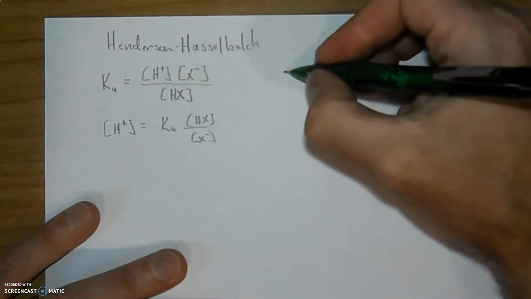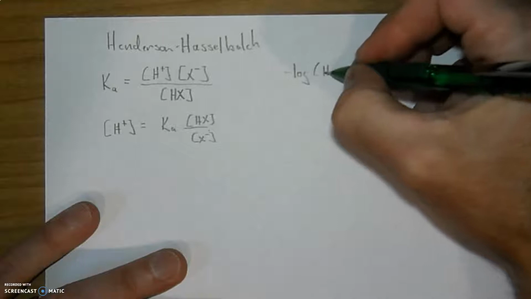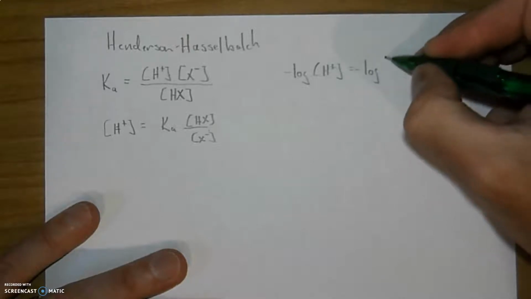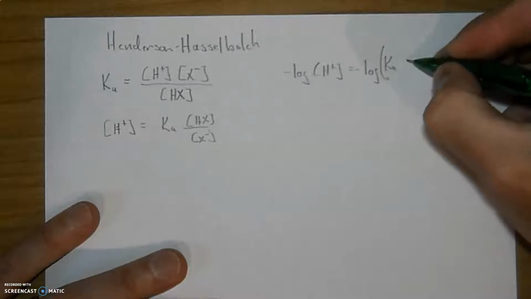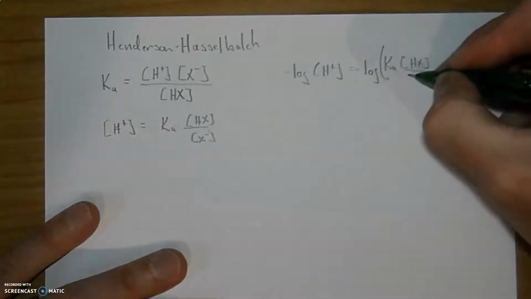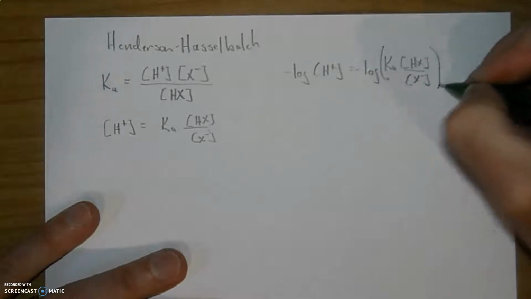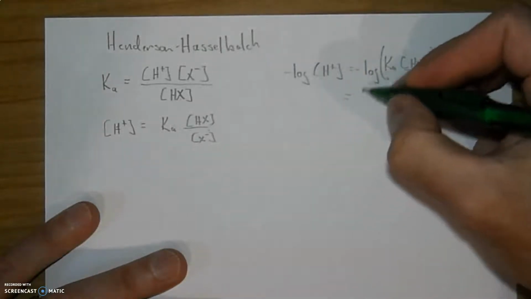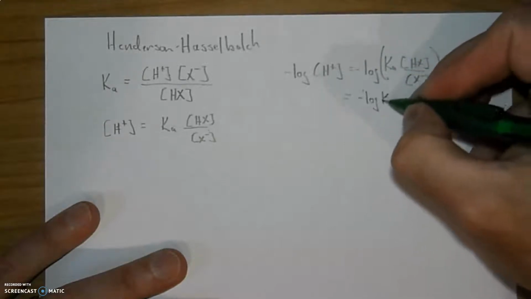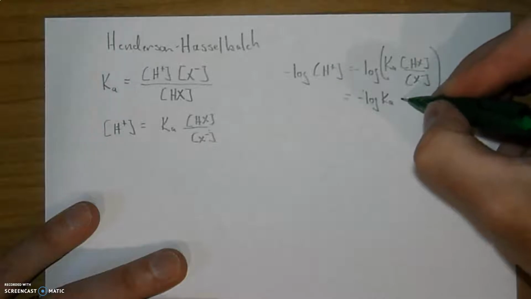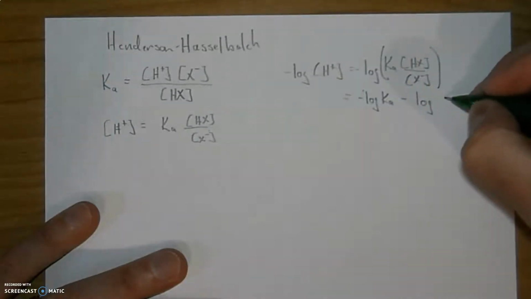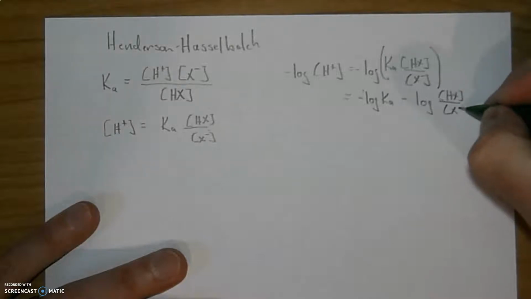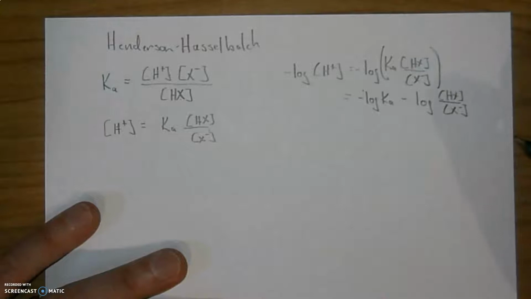Now if I take the log of both sides, I will get negative log of H plus, that should be familiar, is equal to the negative log of this whole mess, put brackets around it, and of course I can kind of separate these guys here, and I'll just leave this alone over there for the moment and get negative log of Ka, minus the log of Hx over x minus. And I can go one more step here.